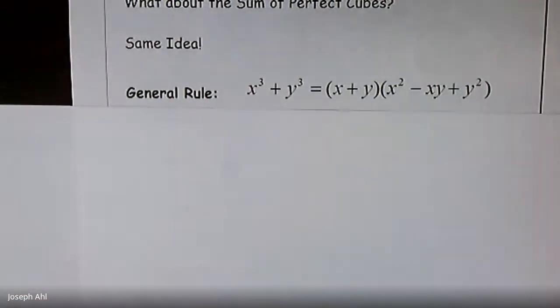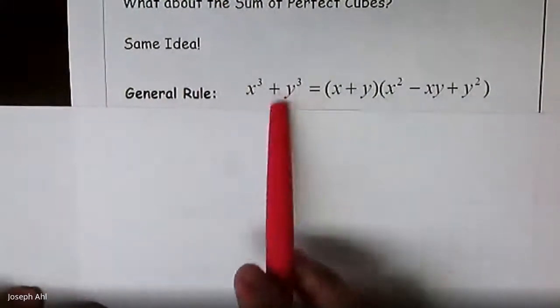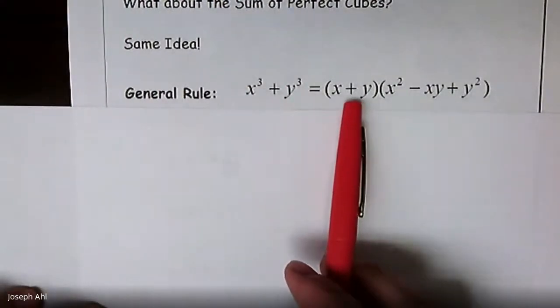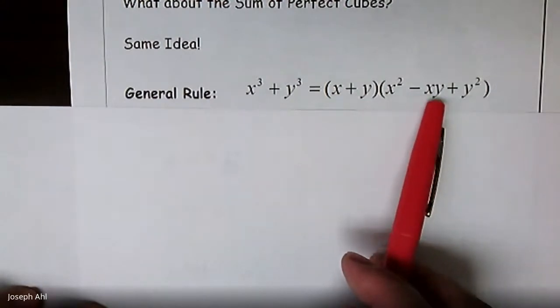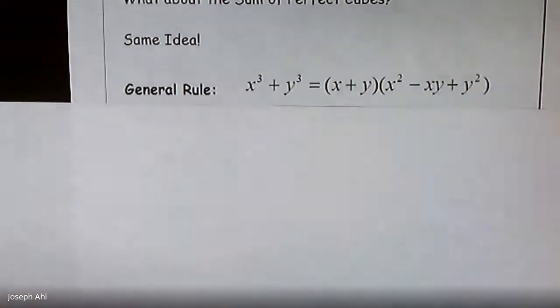So here's the general rule for the sum x cubed plus y cubed. It would factor into x plus y, and then the trinomial would be x squared minus xy plus y squared. So take a second, make sure you get that down correctly in your notes. It should look really similar to what we had for the difference. It's really just a few signs that are different.